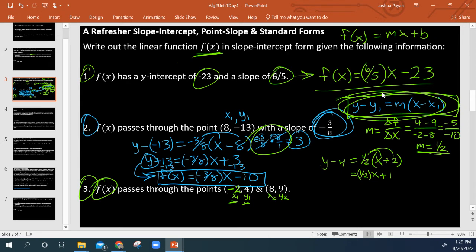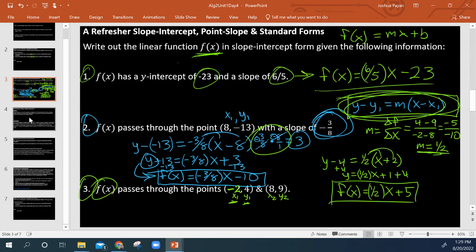Okay, so then we're going to also add 4 to both sides. Okay, so now I've got f of x equals 1/2 x plus 5. And there you have it. Final answer.